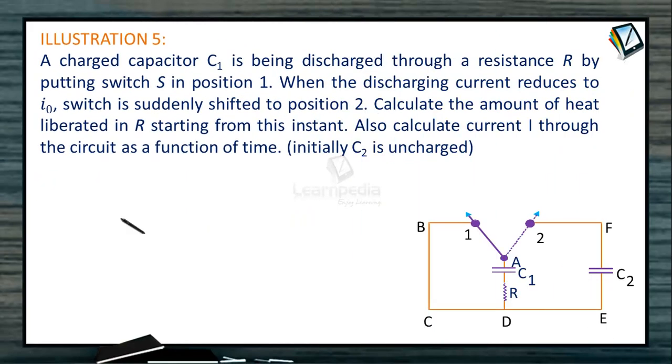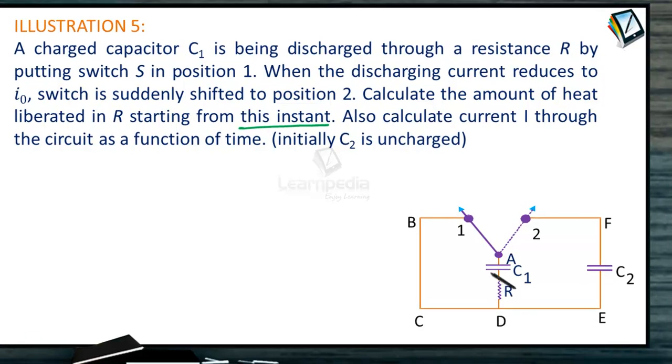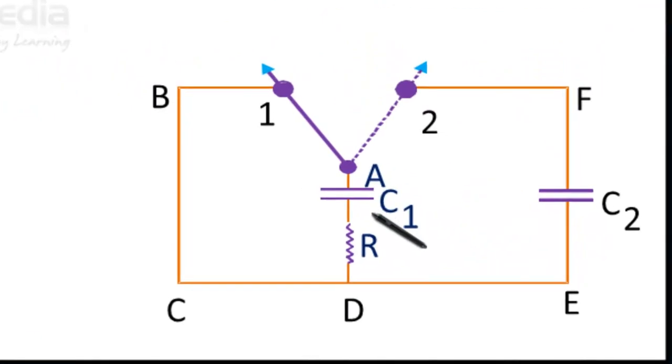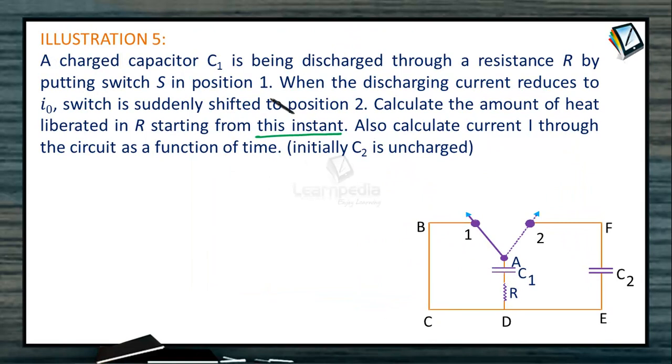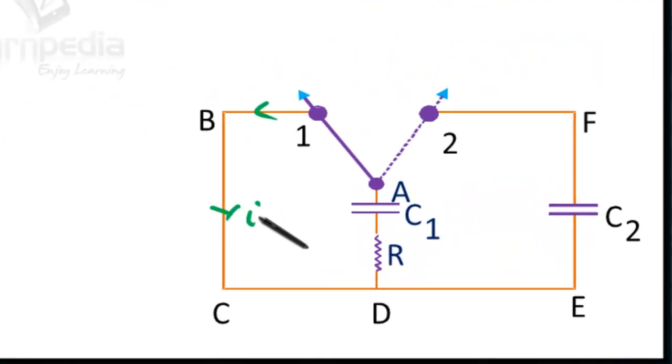Illustration 5. A charged capacitor C1 is being discharged through a resistance R by putting the switch in position 1. When the discharging current reduces to I0, the switch is suddenly shifted to position 2. Calculate the current I through the circuit as a function of time. Initially, C2 is uncharged. So here we are taking a charged capacitor C1. Just before shifting the switch, let us take the current flowing in the circuit as I0.